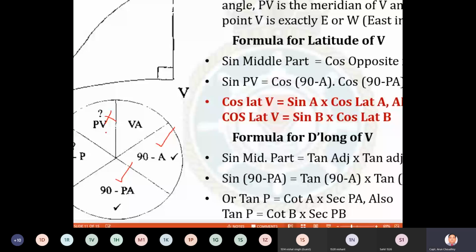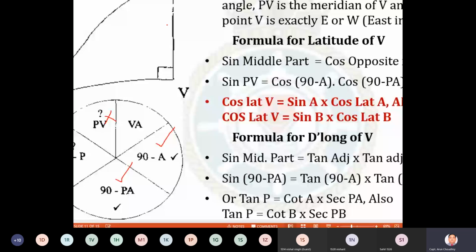Now what else do we need? We need also the angle P. We have to find this, no? We have to know the D long. We have to know this angle so that we know the longitude of A, and if we know the D long, then we can know the longitude of V also, and that is how we will know the latitude of V and the longitude of V, the coordinates of this vertex.